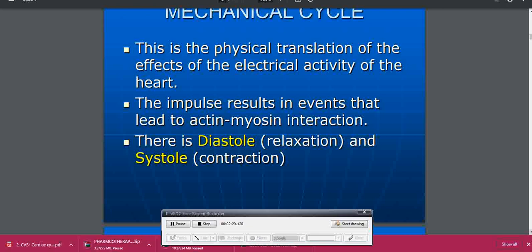Within the same mechanical cycle, you have the diastole and systole. Diastole, we talk about relaxation. Systole, we talk about contraction.